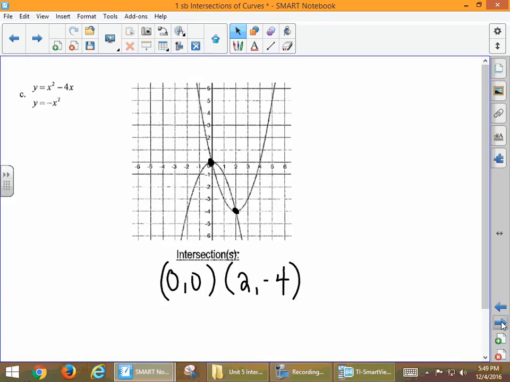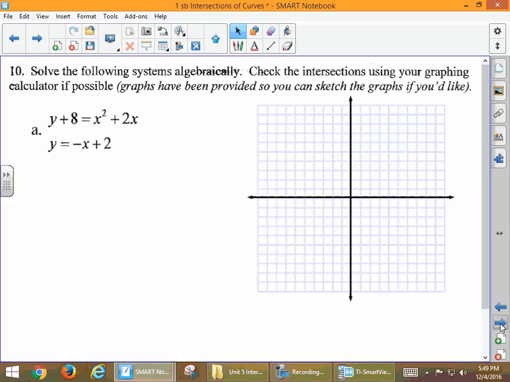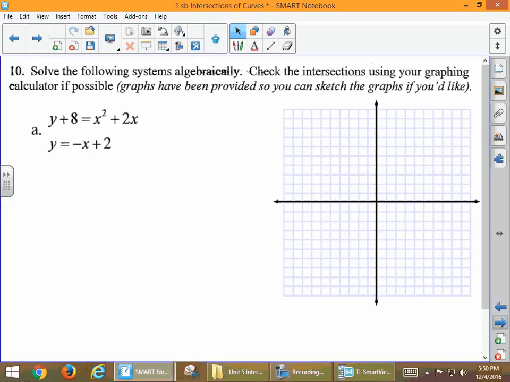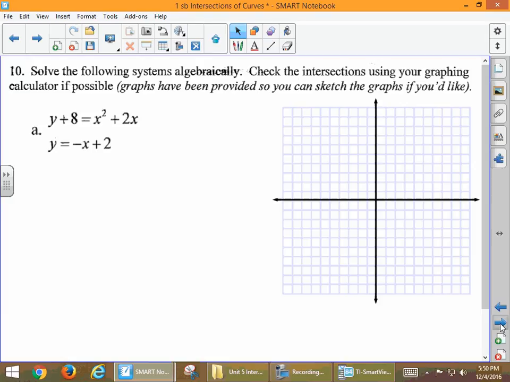So now that we have an idea in our minds of what we're working with, let's go ahead and solve a few of these problems algebraically. It says solve the following systems algebraically. Check the intersections using your graphing calculator if possible. Graphs have been provided so you can sketch the graphs if you like. I want to focus mainly on how to solve them today, and it may have been a while since you've used a method called substitution. And I'm going to recommend using substitution on this first problem.